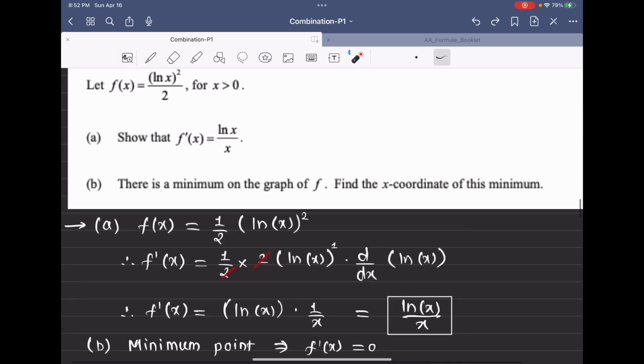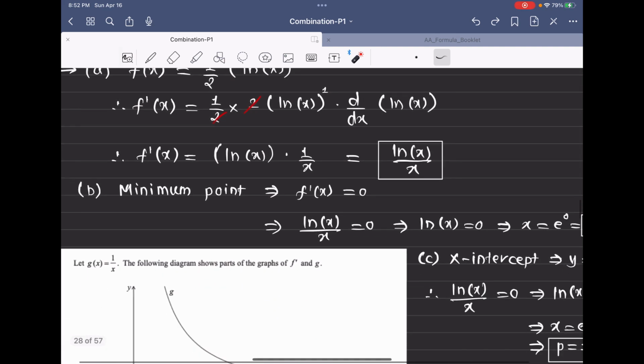Now next one, there is a minimum on the graph of f. Find the x coordinate of this minimum. Minima, maxima, that means single derivative should be 0, because at minimum point or at maximum point, if I draw a tangent, the tangent is horizontal. And why do we draw a tangent? Because slope of a tangent is the slope of a curve at that point. At maxima, minima, the tangent is exactly horizontal, so slope is 0.